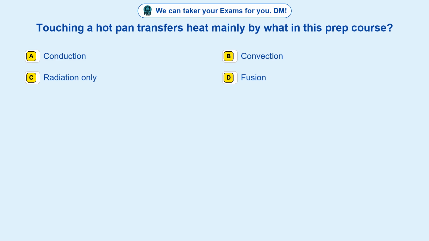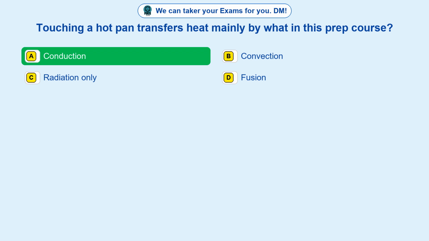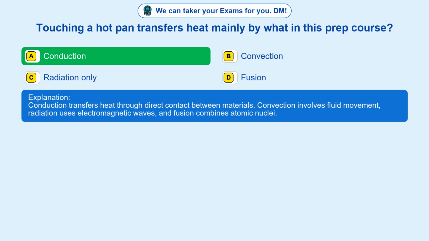Question 75. Touching a hot pan transfers heat mainly by what in this prep course? Option A, conduction. Option B, convection. Option C, radiation only. Option D, fusion. The correct answer is option A, conduction. Conduction transfers heat through direct contact between materials. Convection involves fluid movement, radiation uses electromagnetic waves, and fusion combines atomic nuclei.